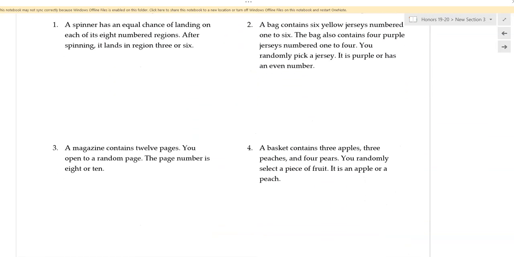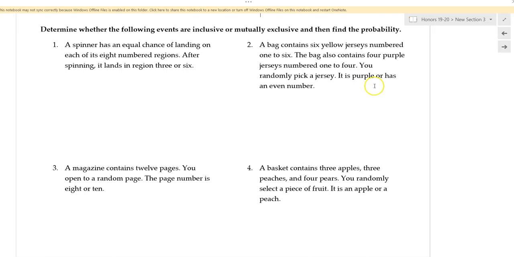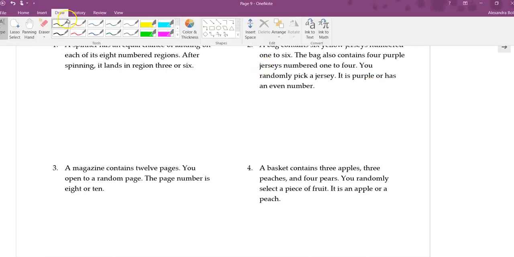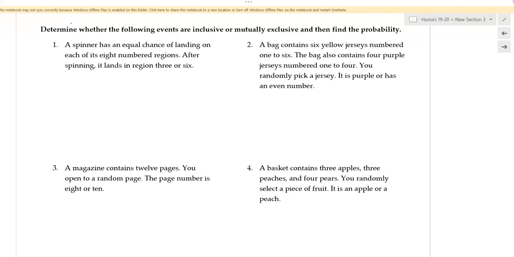Okay, a spinner has an equal chance of landing on 8 of its numbered regions. After spinning, it lands on 3 or 6. Okay, so if I think about it, my spinner can't land on 3 or 6 at the same time, right? So this is mutually exclusive.